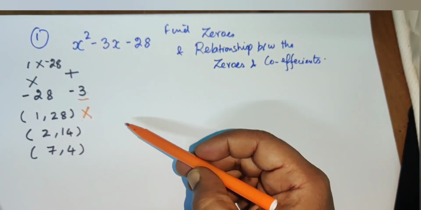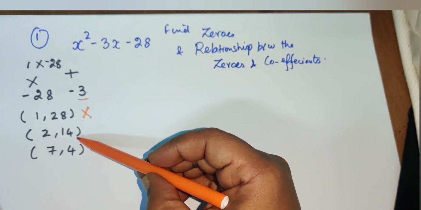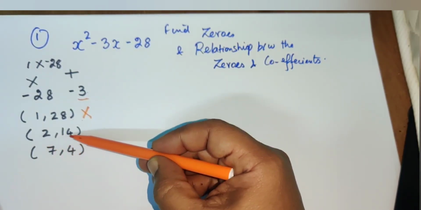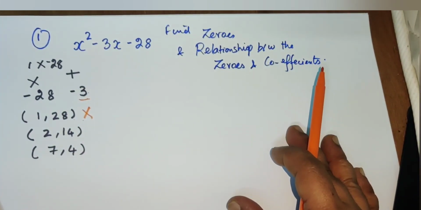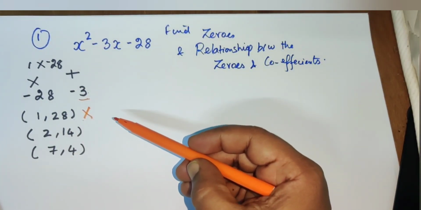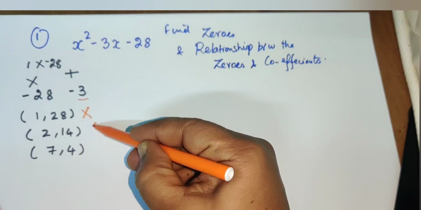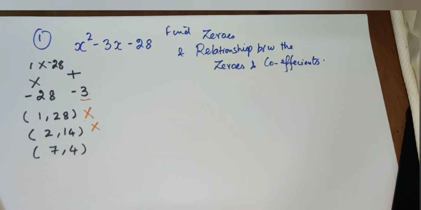Right? So now you can see the next pair, which is 14 and 2. When we add 14 plus 2, it will become 16. When we subtract, it will become 12. This is also not a correct pair.